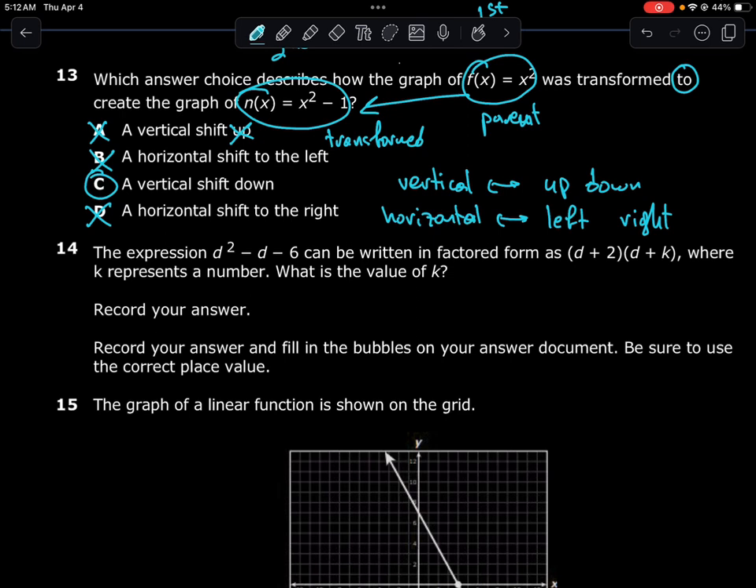Number 14, the expression d squared minus d minus 6 can be written in factor form as, let me change the color, as that. Okay, that's the factor form of this standard form.